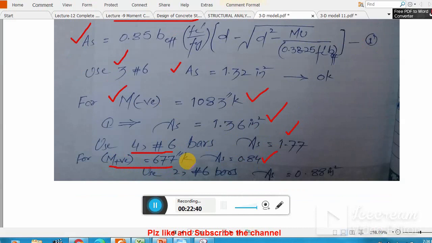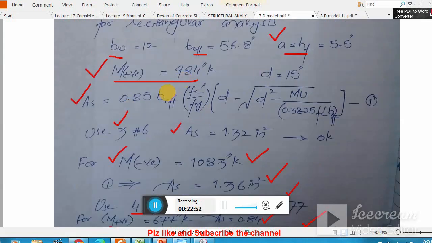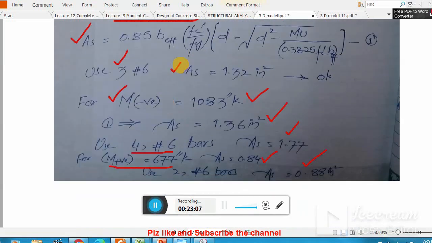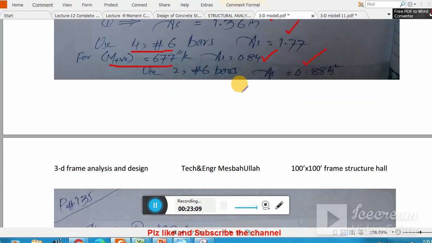And if you provide 4 number 6 bar, your As is provided with 0.88. Okay, so this is the calculation, how you can lessen your calculation work in exam, as well as in the practical field, basically in design. This is the way how we can lessen our calculation work. If you go towards hit and trial rule, that is a very lengthy and time consuming method. So this is the easiest approach to design a beam.